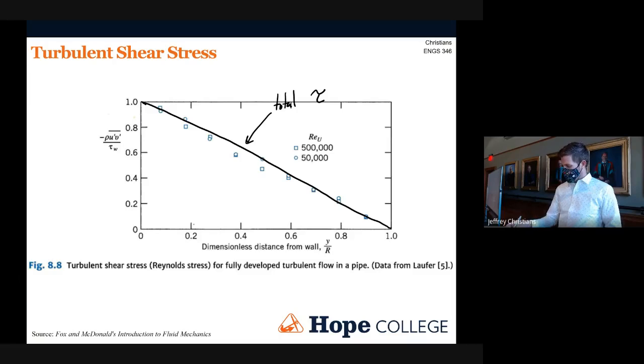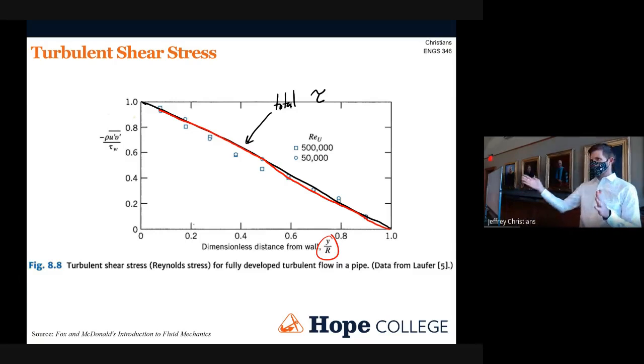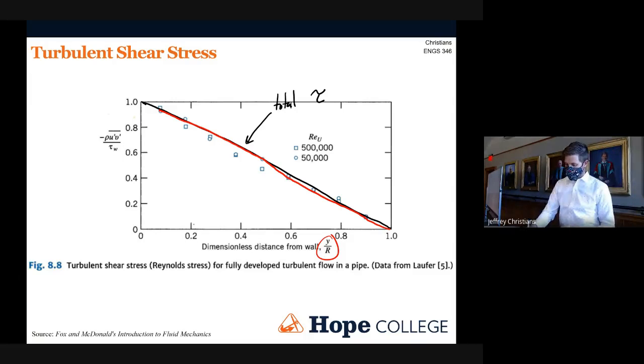So this says that you can see, basically all of the shear stress is from this turbulent mixing. The dots are only the turbulent mixing part. All of the shear stress is essentially from that turbulent mixing everywhere up to like 10% of the way away from the wall. That's what this x-axis is. It's the percentage away from the wall. So this is the wall. This is the center. And here we're 20%, here we're 40%, 60%, 80% of the way to the center.